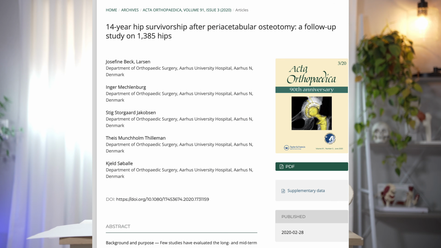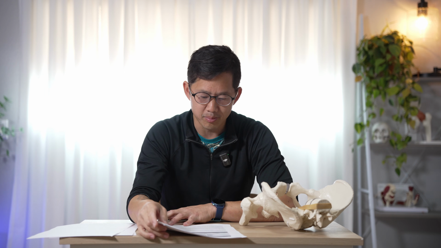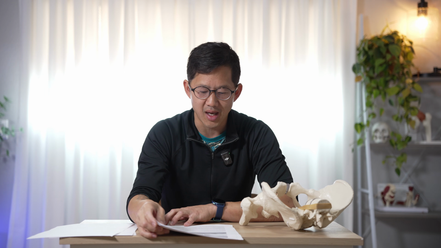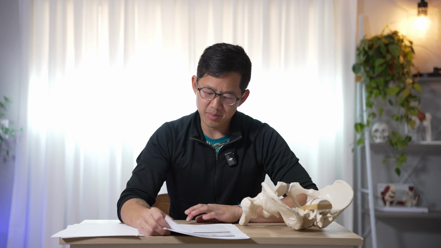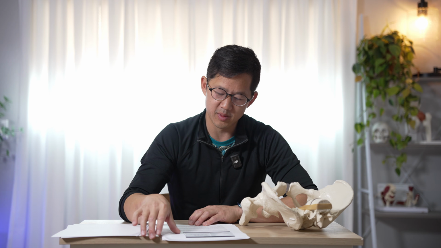And don't worry, we're going to come back to this point in a second because there's another study that helps us really understand what's going on. Now, the second major point to note from this study is that patients do not regain full pain-free function from PAO. This is from the conclusion in the study. They said patients do improve following PAO surgery and maintain this improvement, but they do not get to the same level as the healthy participants in the study.